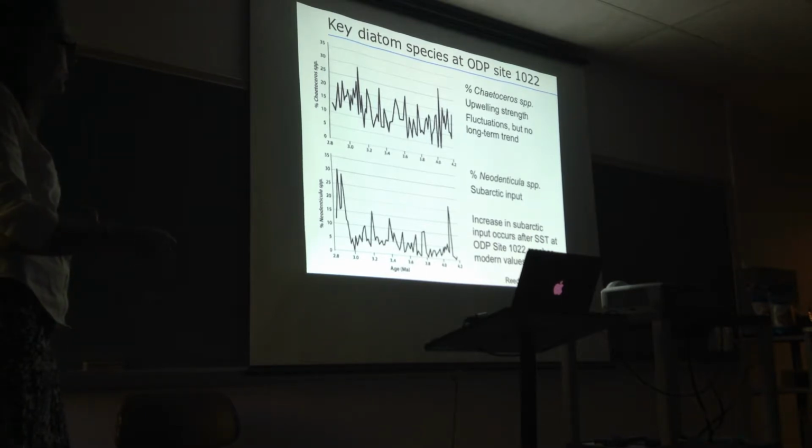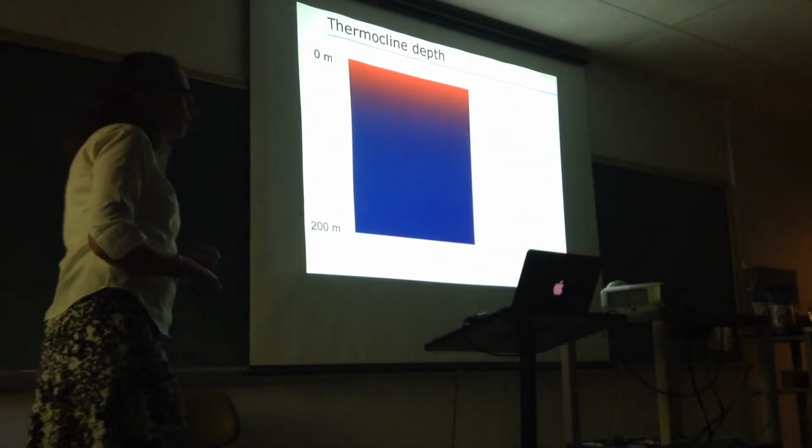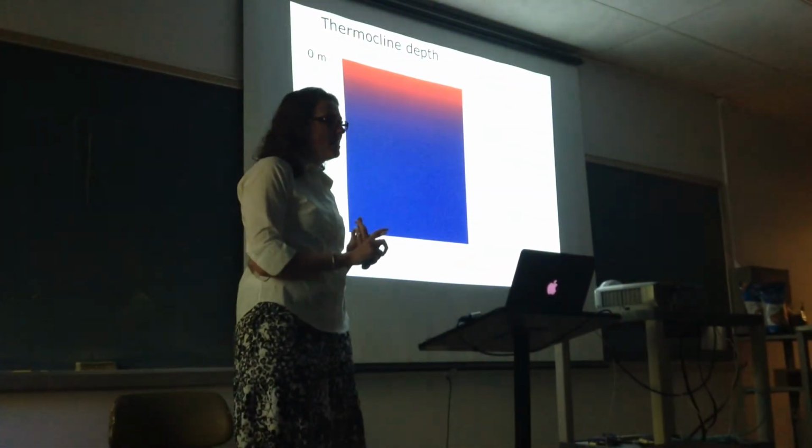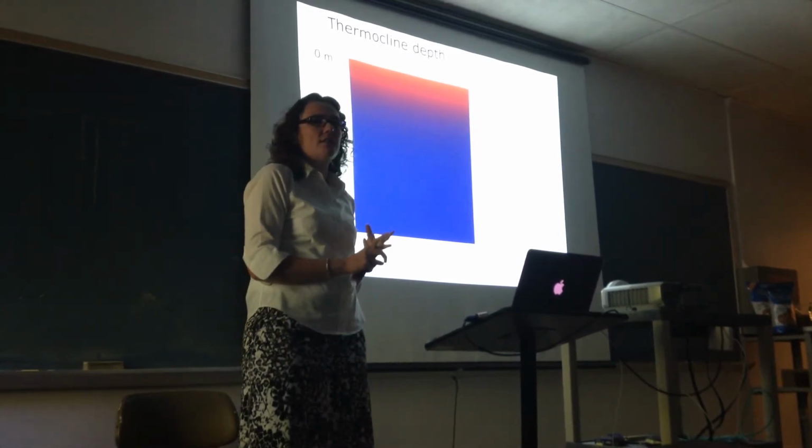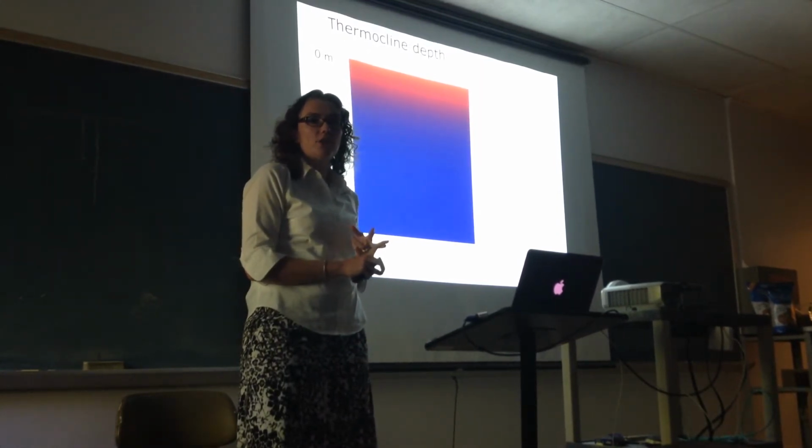And then this species is a subarctic species, and there's a little bit of an increase here, but not a big trend. So what that tells us is it's actually neither. It doesn't seem to be a strong change in upwelling, and it doesn't seem to be a strong change in the strength of the California current.